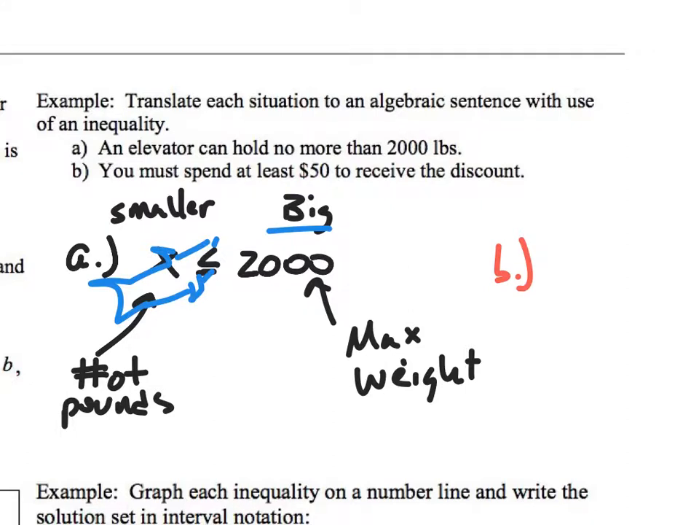All right, so I'm going to put X, and then I'm going to put 50. The amount of money that you have to spend needs to be at least $50. So if you spend $50, you're going to get the discount. So I'm going to put equal to, and my value for X is going to be greater than or equal to $50. And that's how I turn those algebraic sentences into an inequality.